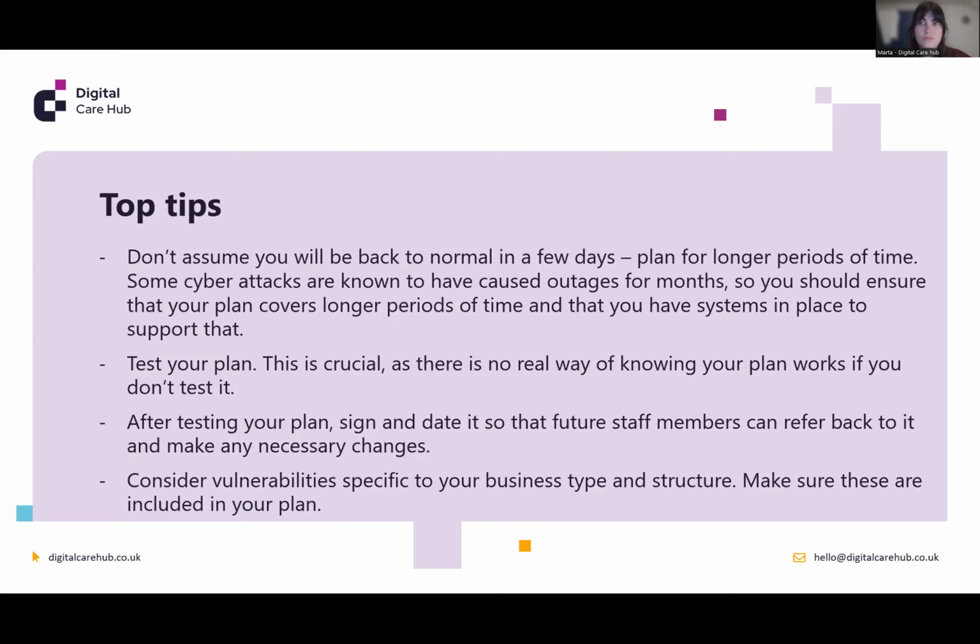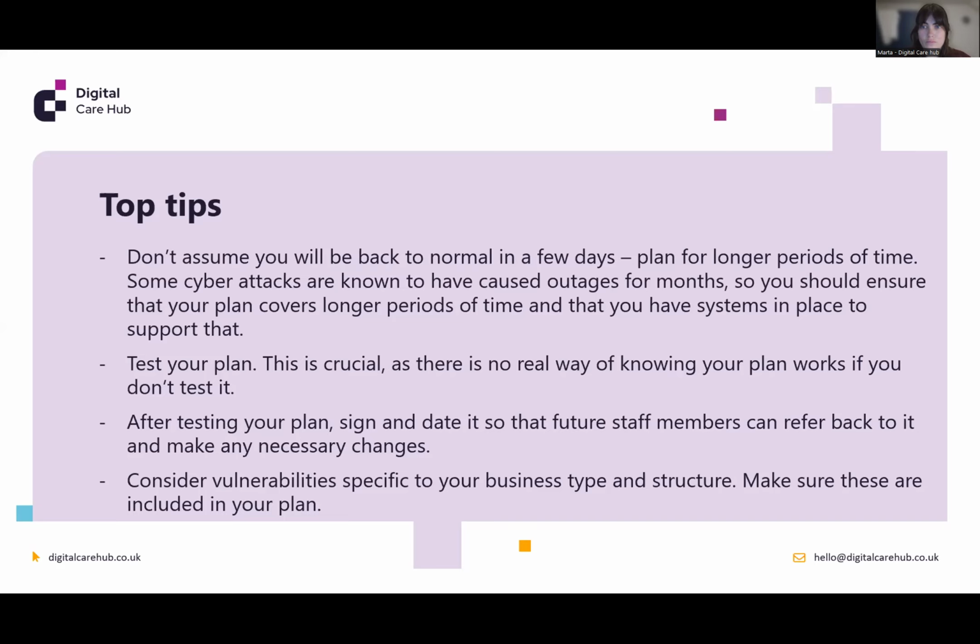The next thing is to test your plan. As with all other aspects of your business continuity plan, you need to know that it works. And I'll just touch on that in a bit more detail in a second. As part of that test, make sure that you record that you've done so, make necessary changes, make sure that you evidence what you've done and you make it visible within your plan. Think about the specific vulnerabilities within your business. They'll be different everywhere. So really think that through in detail, make sure that you include those. And just a couple of other things that aren't on the slide, but that I was thinking about separately.